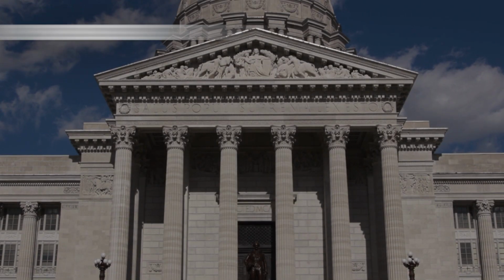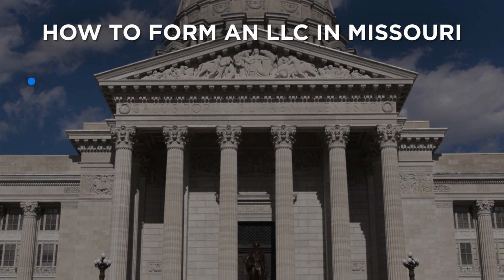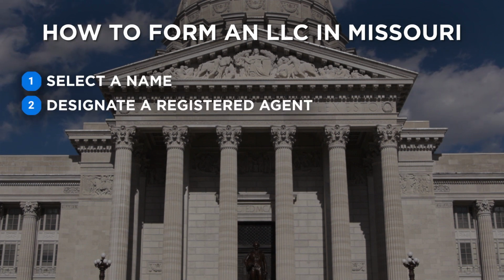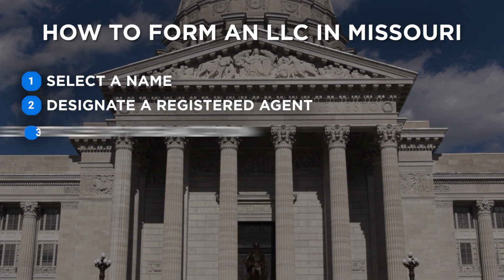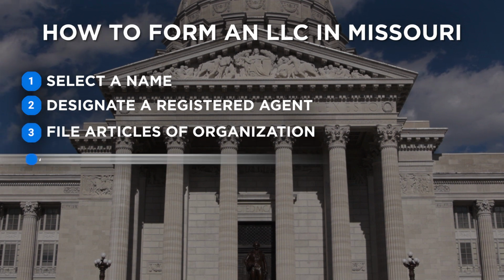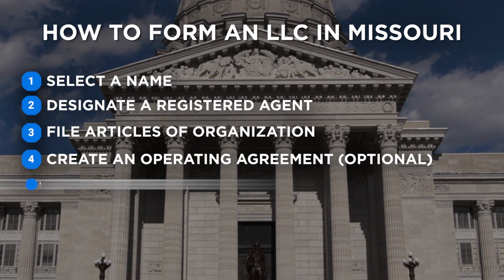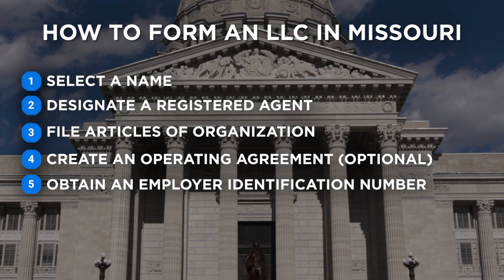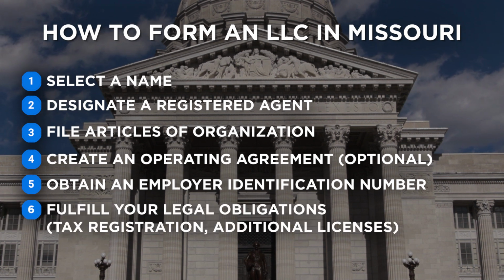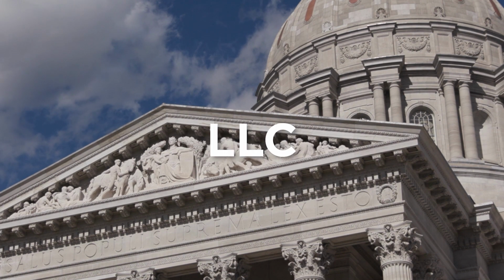So, to sum it up, how to form an LLC in Missouri. 1. Select a name. 2. Designate a registered agent. 3. File Articles of Organization. 4. Create an operating agreement. 5. Obtain an employer identification number. 6. Fulfill your legal obligations, particularly relating to registering with the Department of Revenue and applying for any additional licenses you may need. By following these steps, you can form an LLC in Missouri.